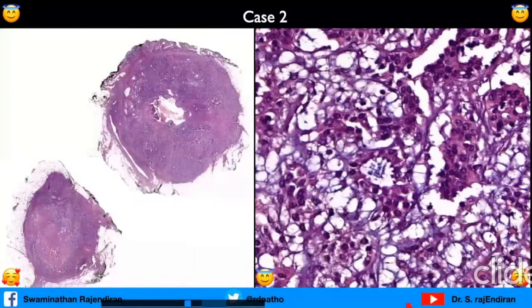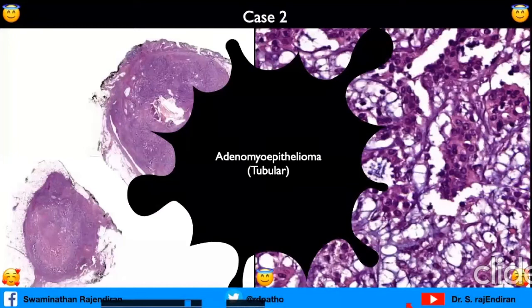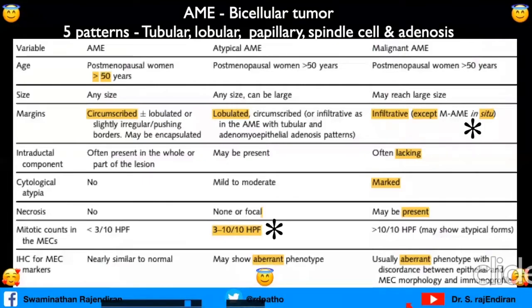Adenomyoepithelioma is a spectrum: adenomyoepithelioma, atypical adenomyoepithelioma, and malignant adenomyoepithelioma. And there are five patterns in adenomyoepithelioma. It's a bicellular epithelial and myoepithelial tumor. It will have tubular, lobular, papillary, spindle cell, and adenosis patterns. Two things you have to remember.